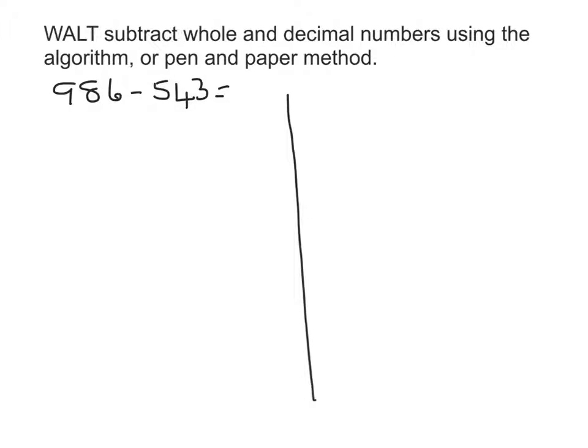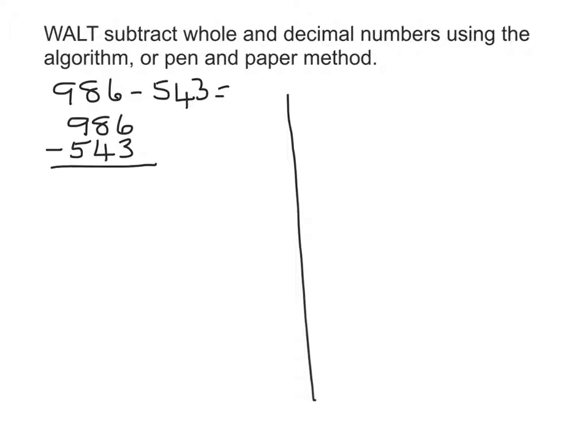First step is to rewrite our problem vertically with the greatest number at the top. So 986 minus, there's the sign that tells us what operation we're performing, minus 543.